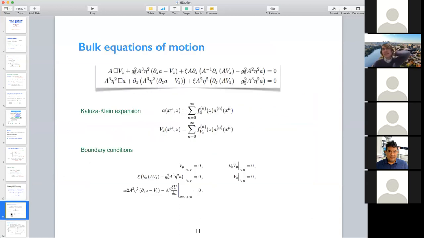So this is then the bulk equations of motion. Again, I don't really want to get into too much detail here. You solve the bulk equations of motion. The only thing I'm pointing out is that they're nonlinear and coupled. And so when you do a Kaluza-Klein expansion, you have to actually expand the axion field and the fifth component of the vector field. They both have the same 4D expansion. And so the axion contains a bit of the scalar field and a bit of V5 or VZ. These are the boundary conditions that you get.